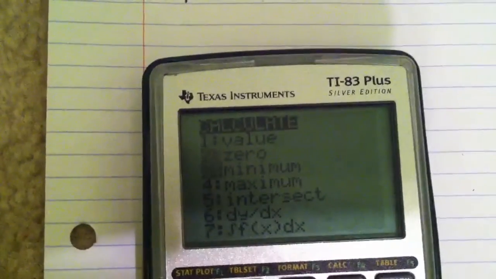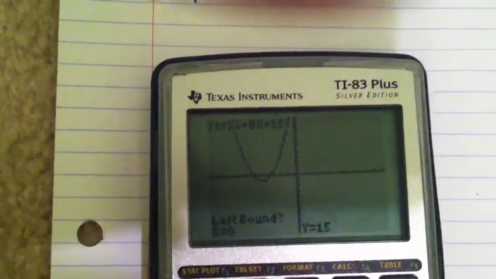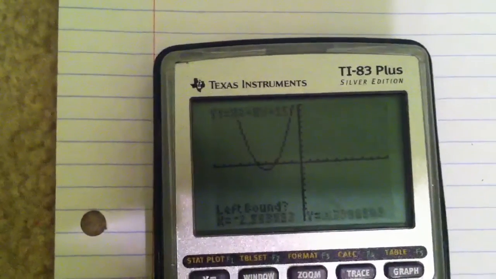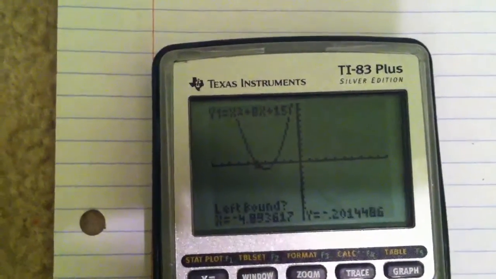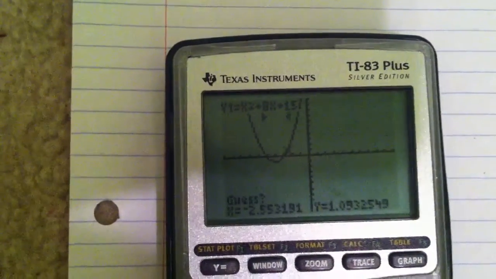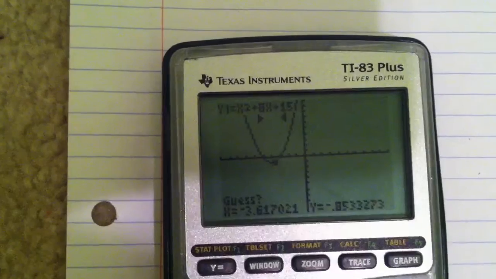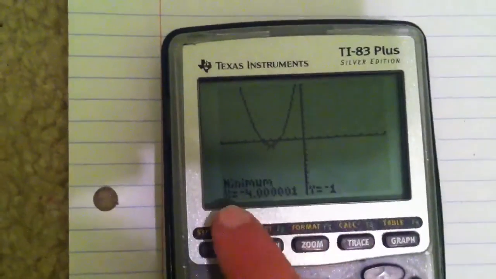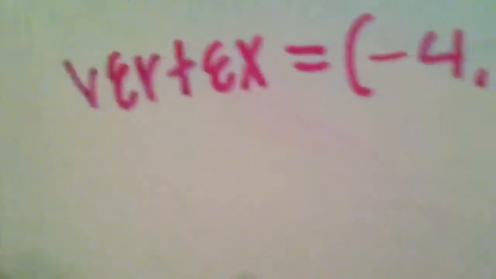To find your vertex, like I said, it's a minimum. So you press second trace, then minimum. It says left bound, so you go a little bit to the left of where you think your vertex is. It says right bound, so you go a little bit to the right of where you think it is. Then it says guess, so you go to where you think it is, and you get -4 and -1. So our vertex is (-4, -1).